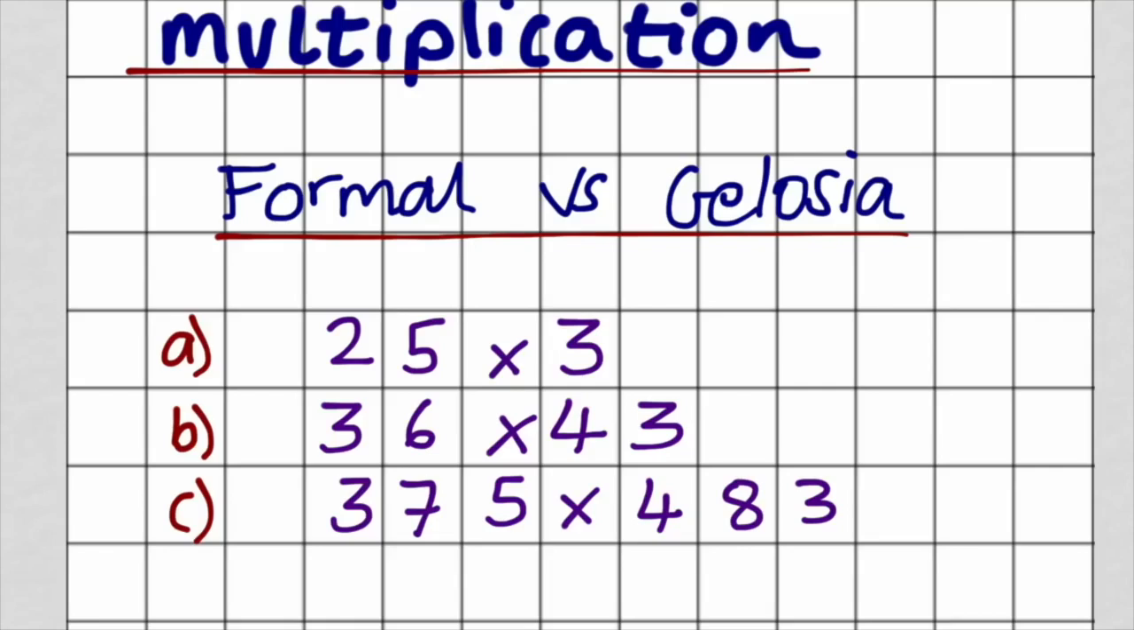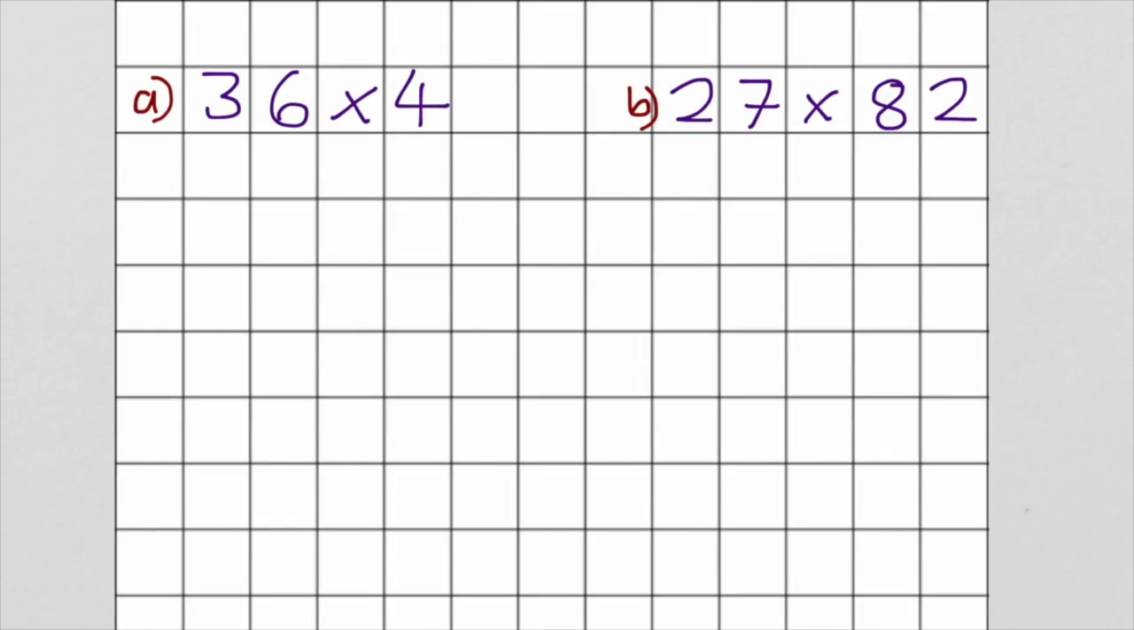Okay, let's start with the types of numbers we're going to work on today. First of all, something simple like 25 times 3. Then we'll move on to 2-digit times 2-digit. And then we'll have a look at something big, 3-digit times a 3-digit. And that is where the Gelosia method might come in particularly handy. Alright, but let's start with something simple.